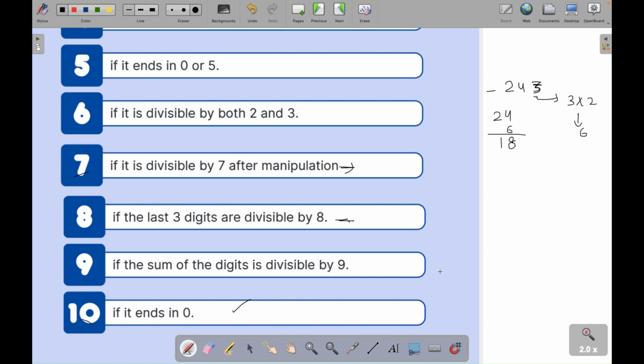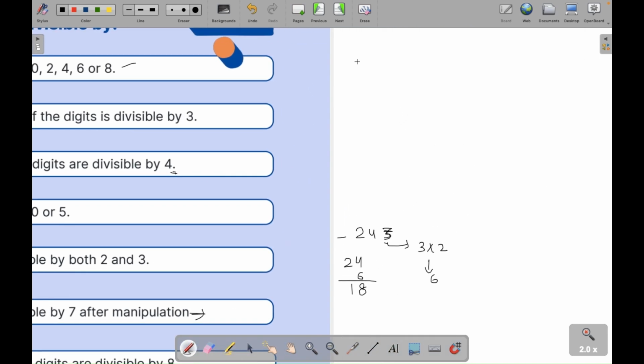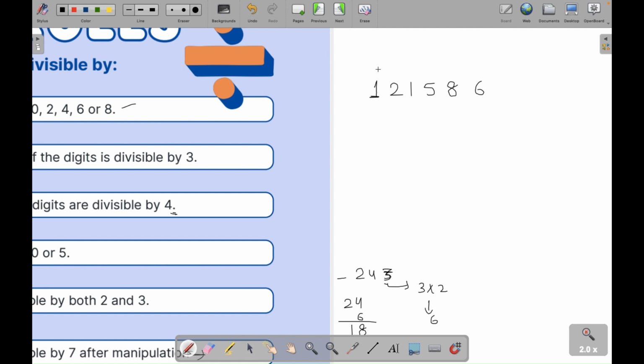So there is also a divisibility rule for 11, and we can just know this for the sake of understanding. Take 1, 2, 1, 5, 8, 6. What does the divisibility rule for 11 say? Add alternating digits: the first digit, third digit, fifth digit, and then add the other set of alternating digits.